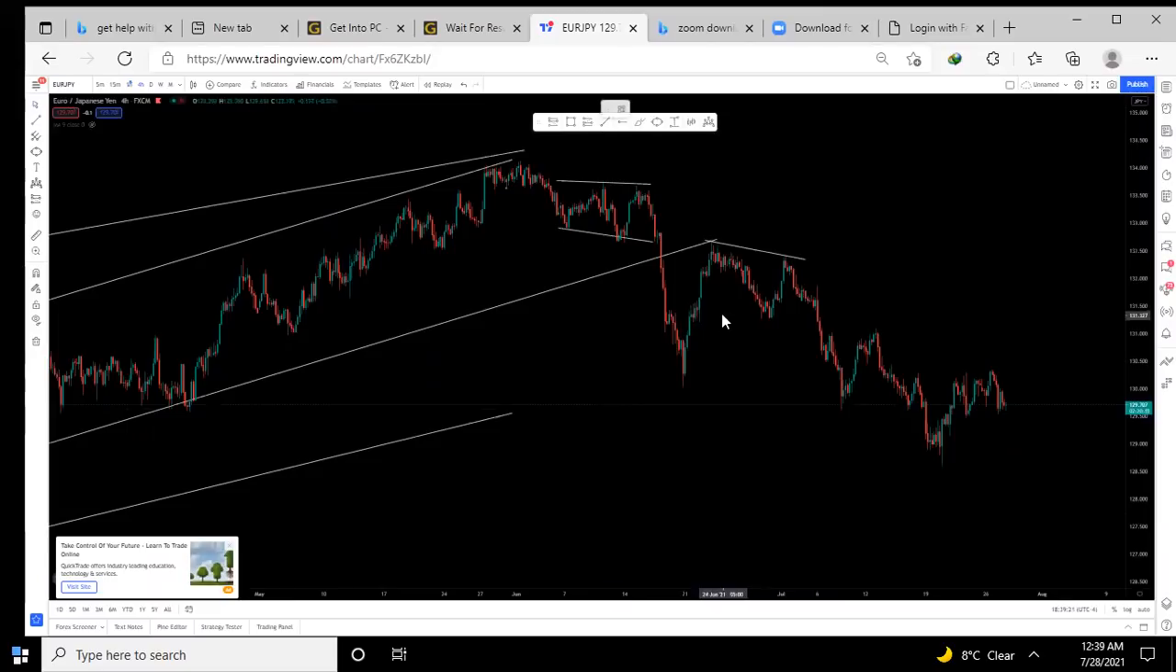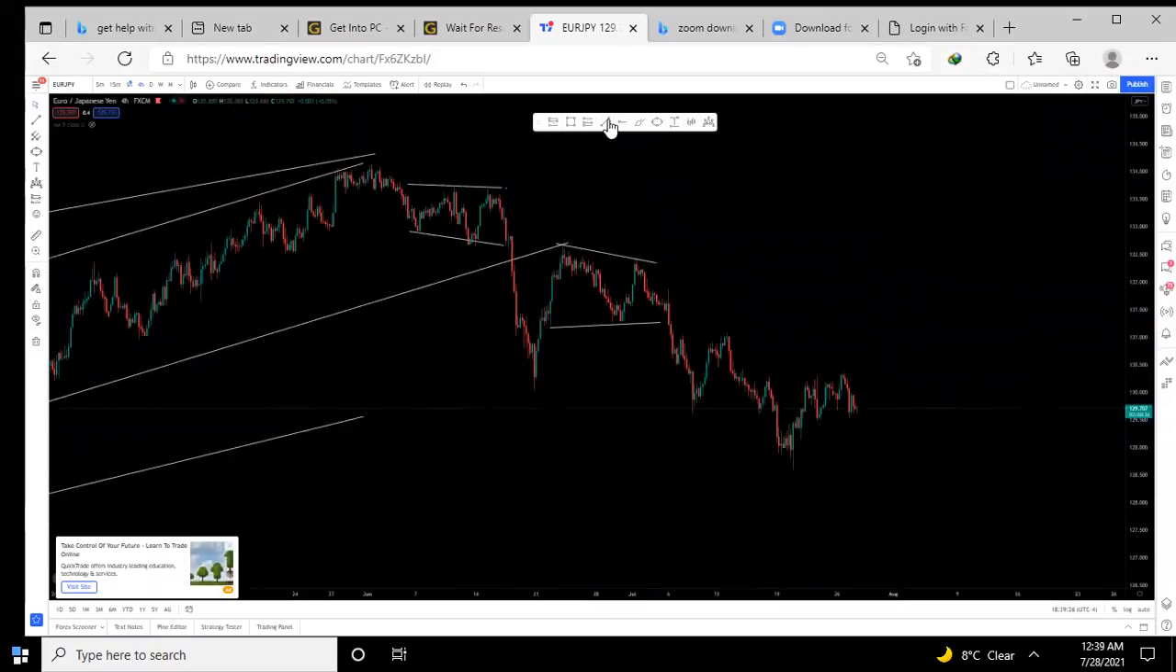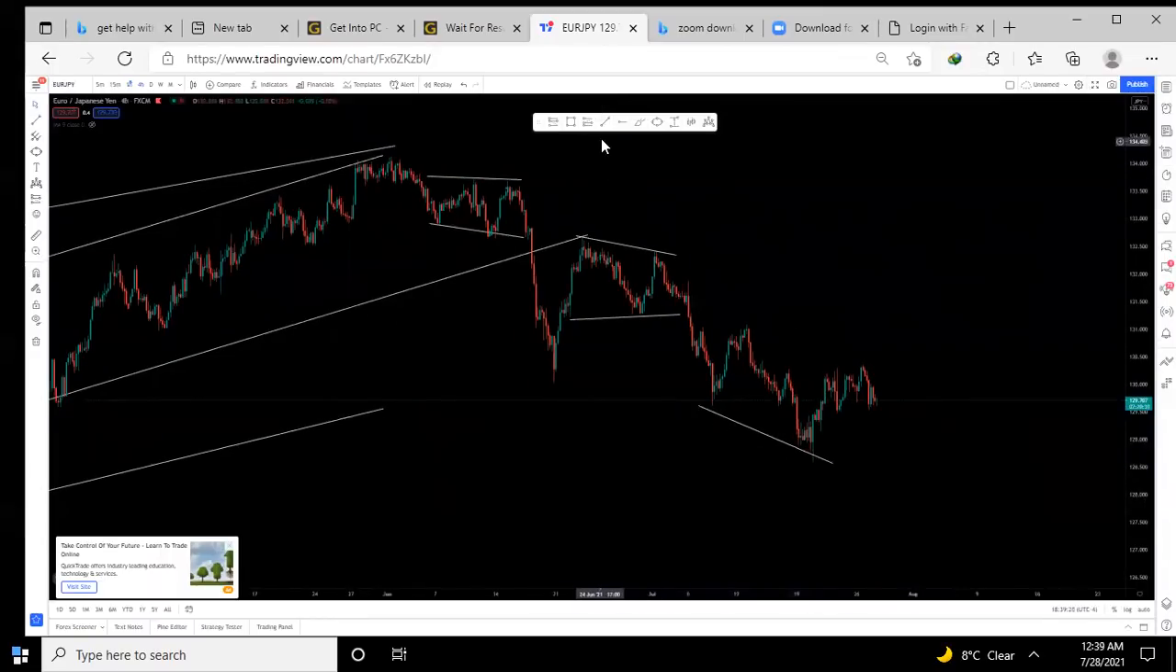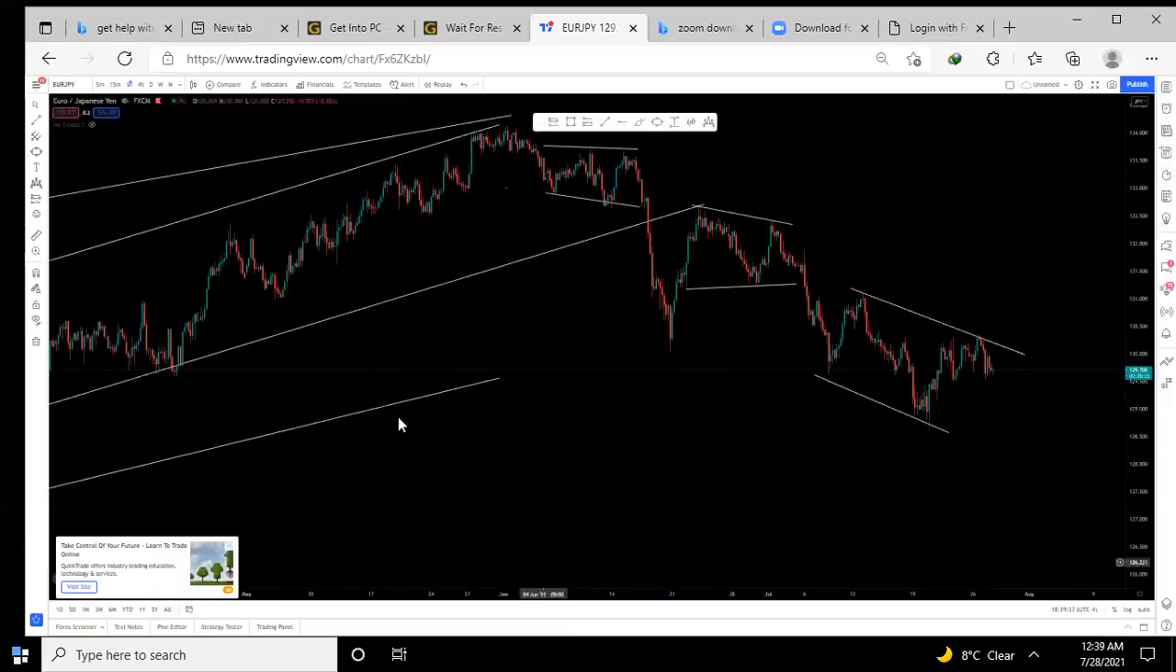Same thing repeated, guys. We went down with an impulse, and now the same thing is repeating again. So why can't we go down with an impulse? The market keeps repeating itself, guys. It keeps doing the same thing.